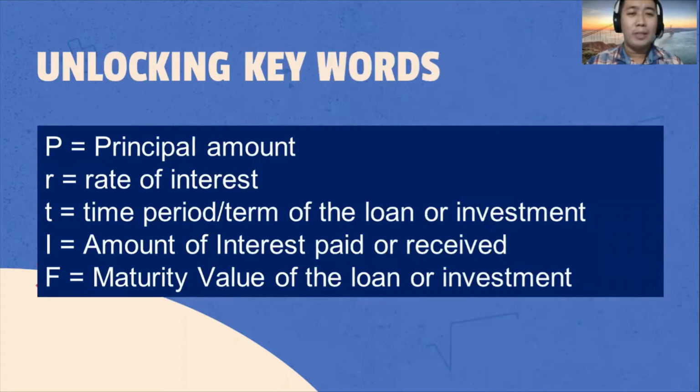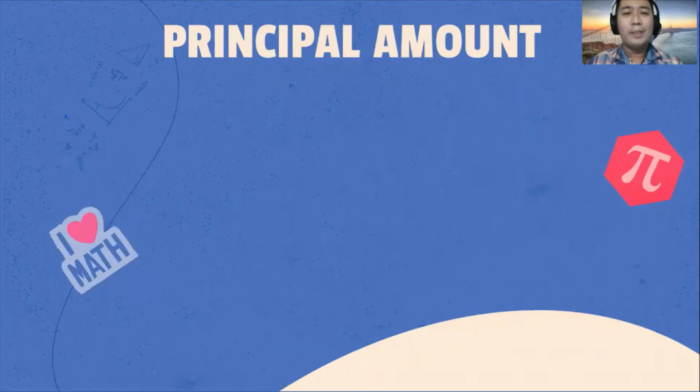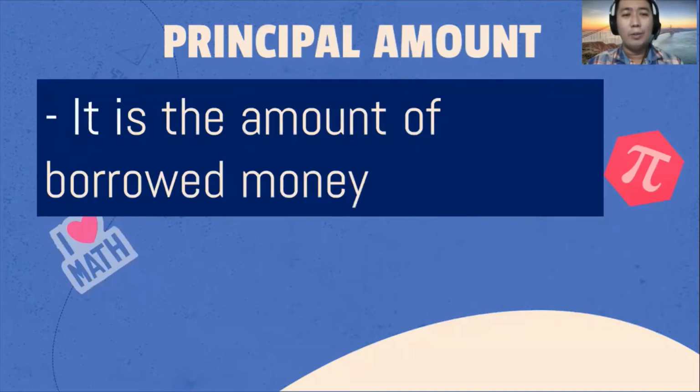Let's try to unlock keywords. We are going to use P for principal amount. That is the amount of borrowed money. Rate of interest is the amount a lender charges a borrower and is a percentage of the principal, the amount loaned. T is the time period or term of the loan or investment. And I is the amount of interest paid or received, that is the interest. F is the maturity value of the loan or investment. What is principal amount? Just like what I said a while ago, it is the amount of borrowed money.